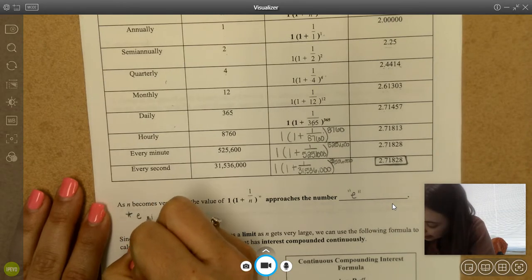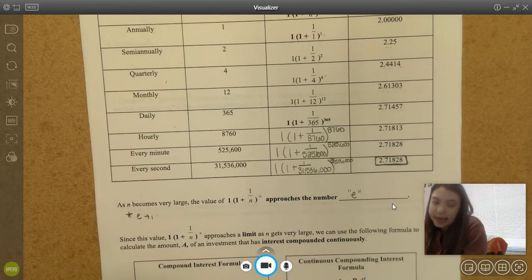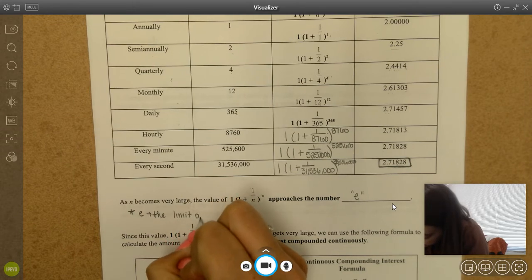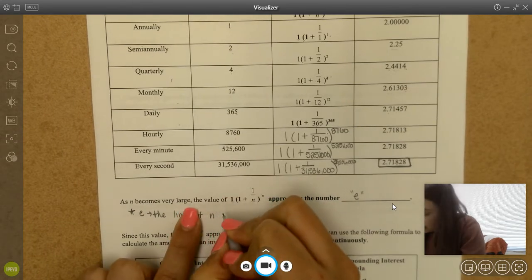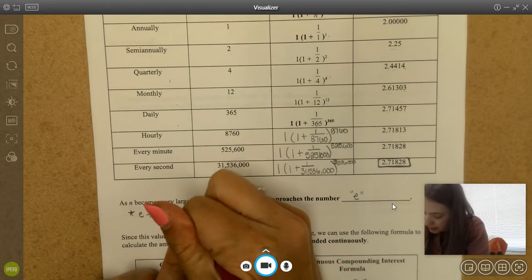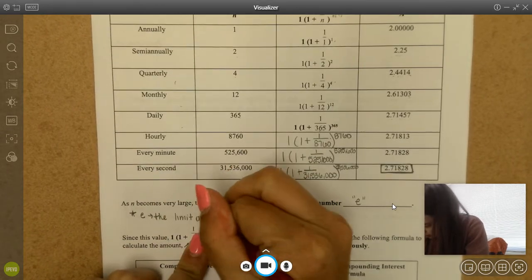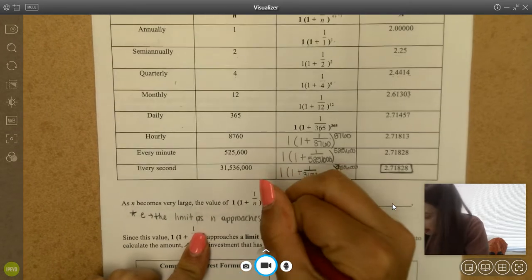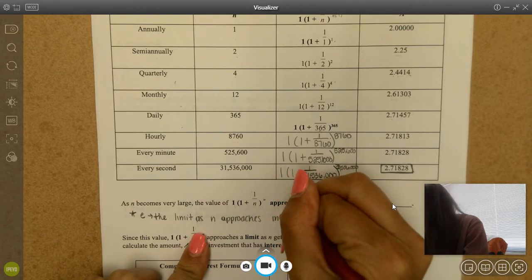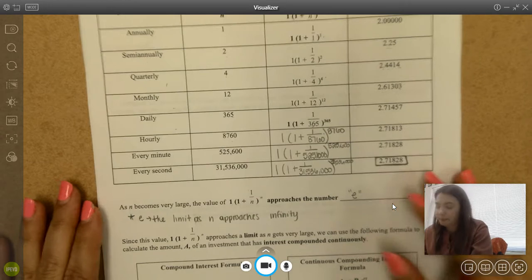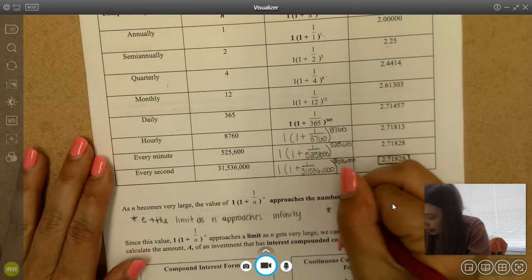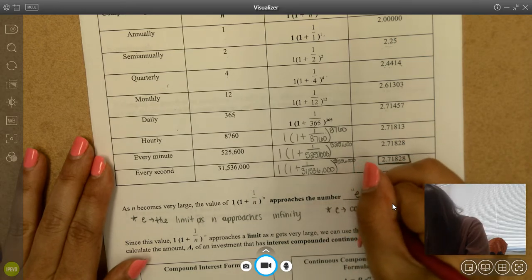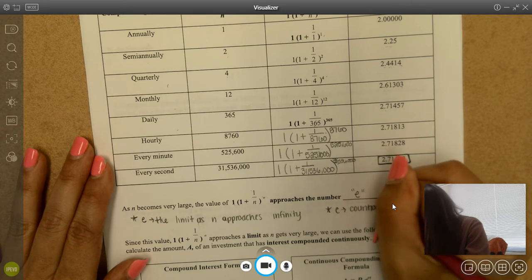E is the limit as n approaches infinity. Okay. E, we can write another bullet point right here. E is continuously compounded. So that's the kind of that symbol, continuously compounded.